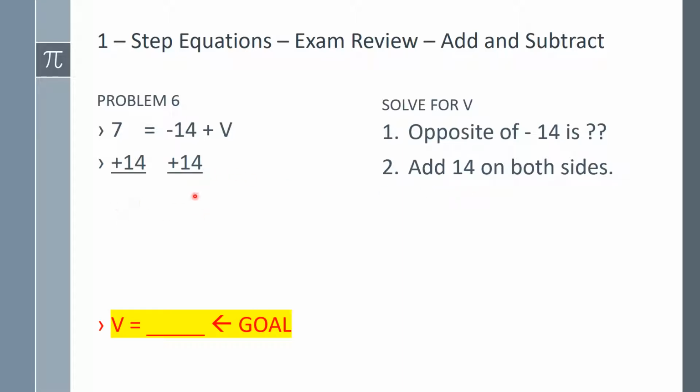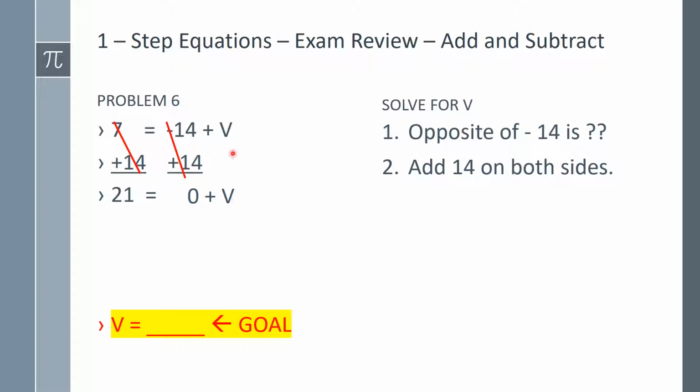And so here are my 2 plus 14s, one on each side of the equal sign. So let's start on the left side of the equal sign. I've got 7 plus 14. So what is 7 plus 14? Use your head, use your calculator. 7 plus 14 is 21. So now on the right side, I've got that negative 14 plus 14. So those are opposite signs. That's the same thing as asking what's 14 minus 14. Well, that's just equal to 0. So here's my 0, and that v is still there.